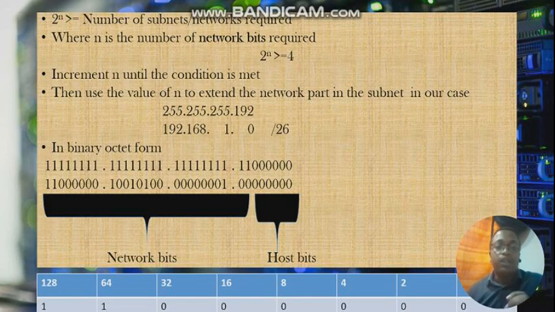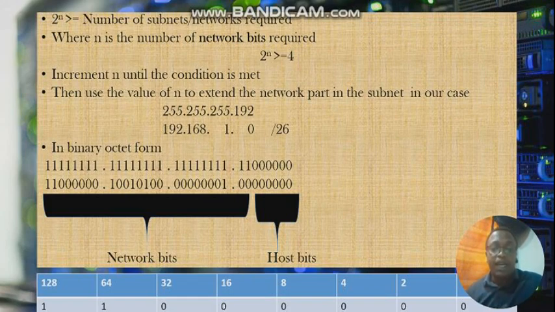Now we are going to use the value of n to extend the network part in the subnet mask, and in our case we are going to get the value as 64. Okay, so 2 raised to the power of n is supposed to be greater than or equal to 4. If we raise 2 to the power of 1, it will not be greater than or equal to 4. If we raise it to 2, it will be equal to 4. So we are going to use 2 bits in the subnet to accommodate these 4 networks.